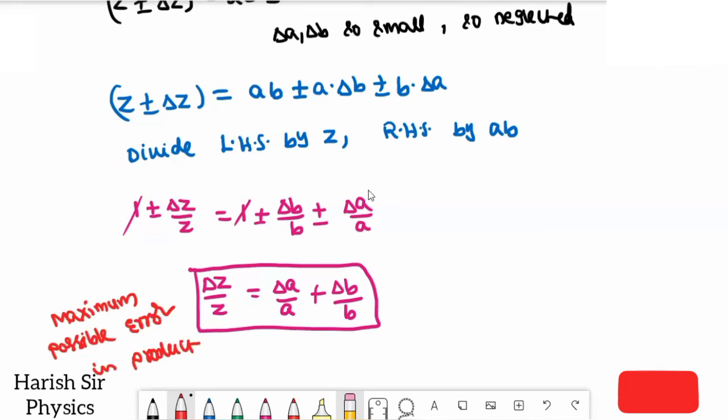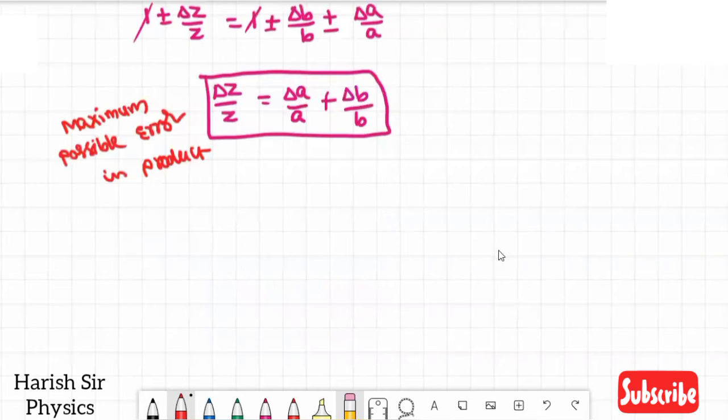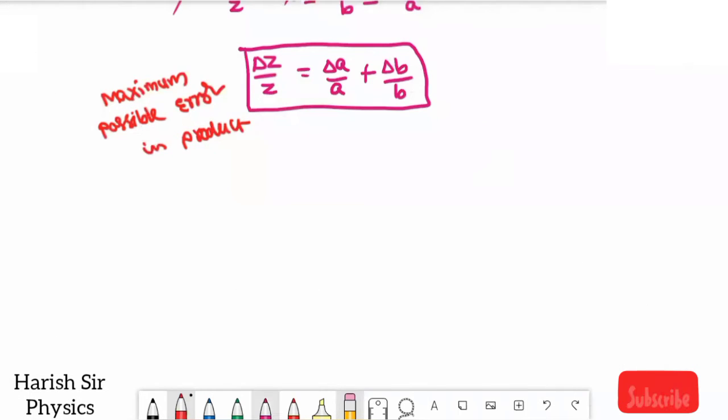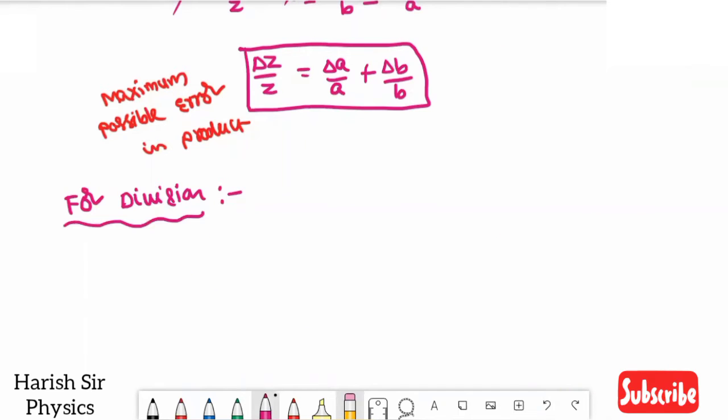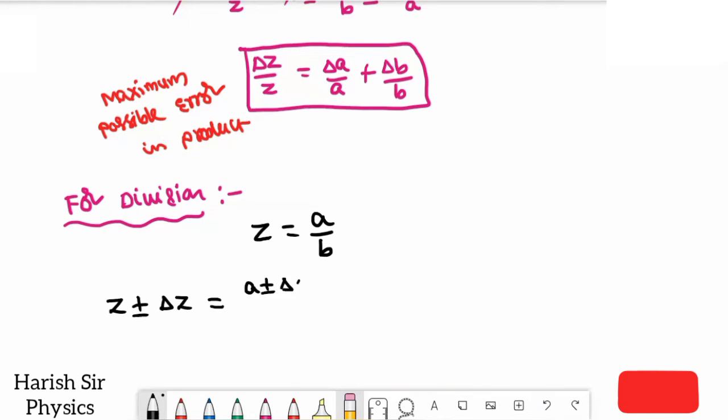Next, in a similar way for division, we can write Z is equal to A by B. Then Z plus or minus delta Z is equal to A plus or minus delta A divided by B plus or minus delta B.